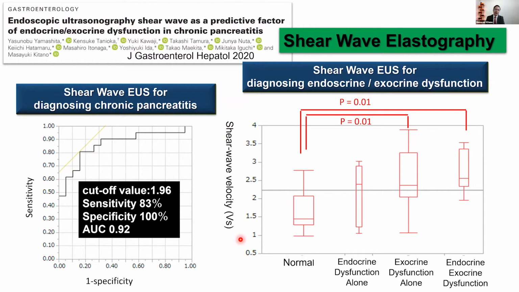We measured the shear wave velocity in normal pancreas, chronic pancreatitis with endocrine dysfunction alone, with exocrine dysfunction alone, and with both endocrine and exocrine dysfunction. And then we found that the shear wave velocity in chronic pancreatitis with both endocrine and exocrine dysfunction is the highest among the four groups. Therefore, the shear wave velocity may reflect the severity of chronic pancreatitis.